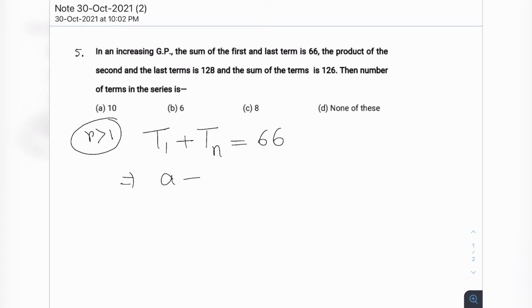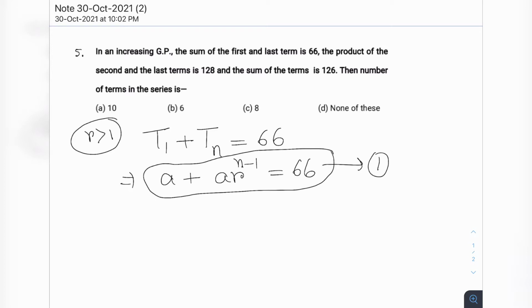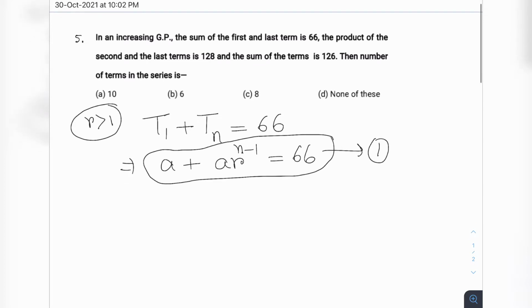That implies a plus, this is a GP, a plus a into r to the power n minus 1 equals 66. Say this is relation 1. Next data is product of the second and the second last term is 128, that is T2 into T n minus 1, this equals 128.